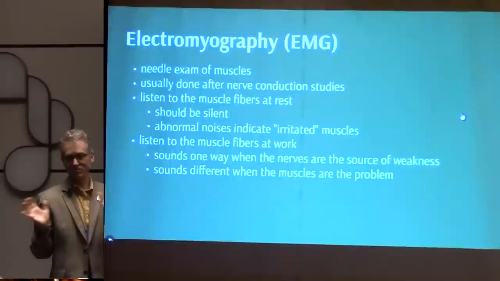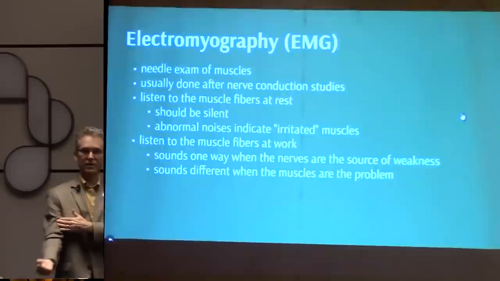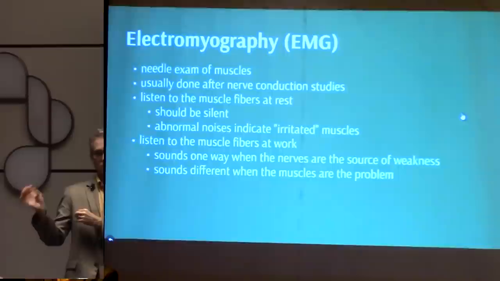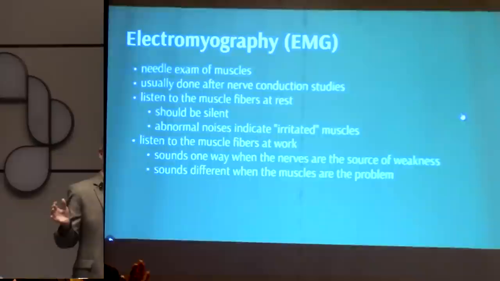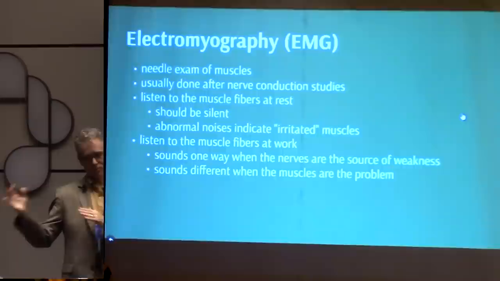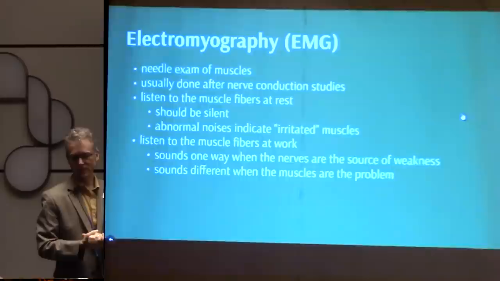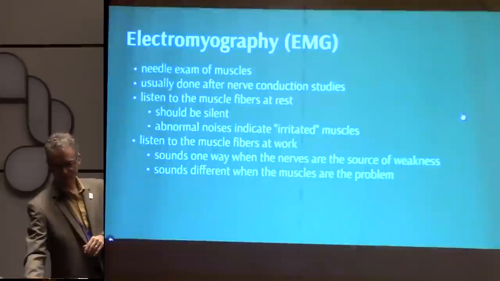It could be from nerve or it could be from muscle. It doesn't tell us whether it's a nerve problem or a muscle problem until we have you contract that muscle, and then we hear what it sounds like when you're trying to get that muscle to fire. The difference between a nerve problem causing weakness and a muscle problem causing weakness, that's where you separate those two. When the nerves are sick and that's causing the problem, it sounds very different than when the muscle is sick and that's causing the problem. So that's what the EMG is for, and we just haven't come up with anything less painful than the EMG.